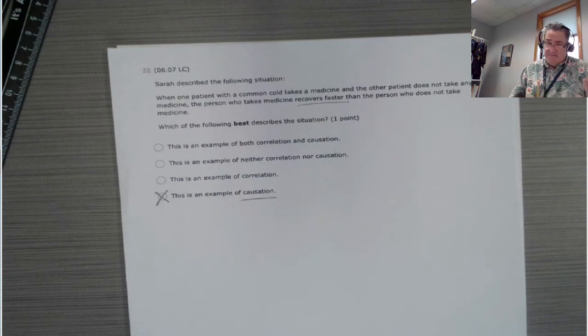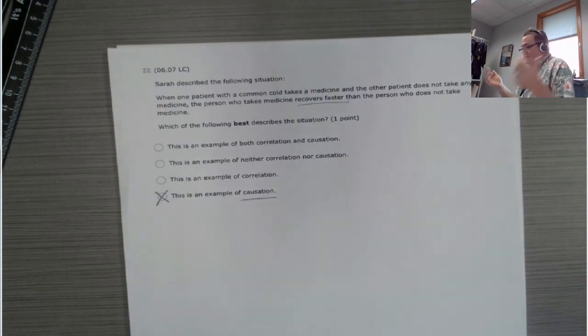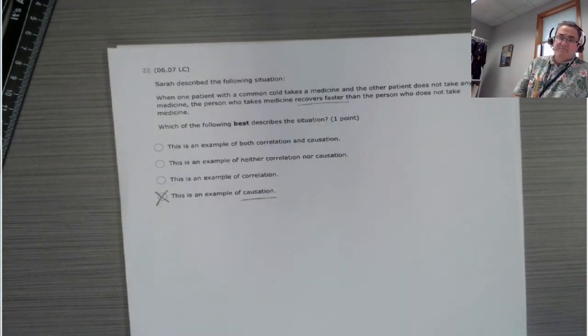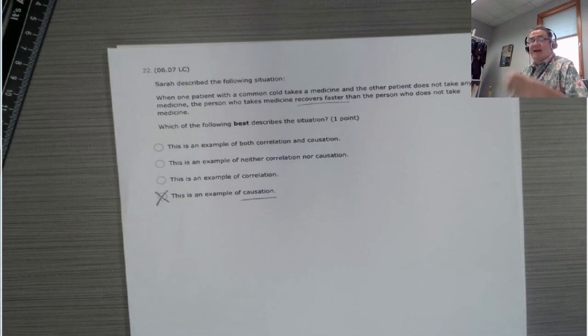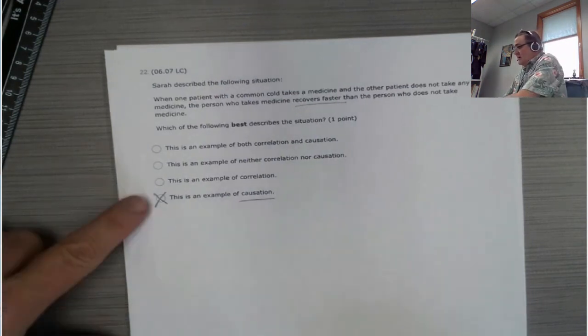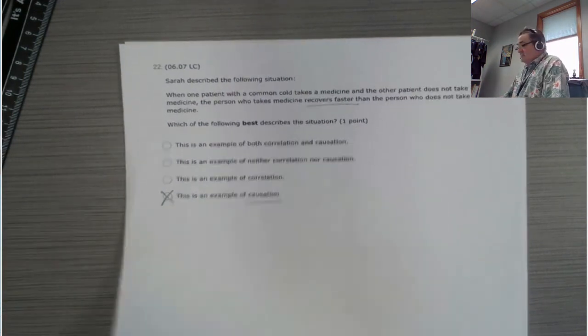So this is just saying you take medicine, you get well faster. And we can look at that in the control environment. So yeah, there's a direct cause there. That's a direct cause. It's not just coincidence. If it's just coincidence, it's not causation. So causation means it caused that to happen. So causation. All right. We are done with that.